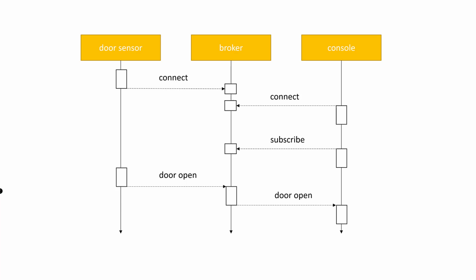Here's a UML sequence diagram for the operation of our smart home. Both the door sensor and the console connect to the broker so that the broker knows they're interested in messages relating to this system. The console then subscribes to a topic relating to the door. When the door opens, it sends a message to the broker and then on to the console.